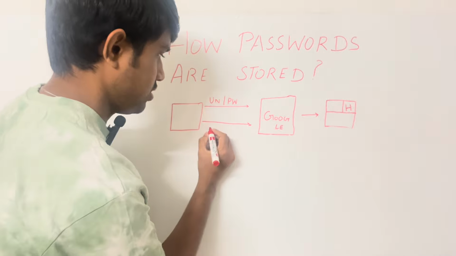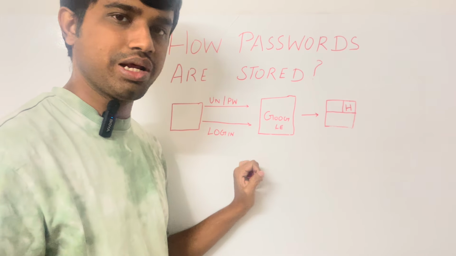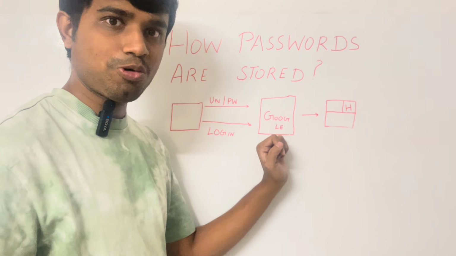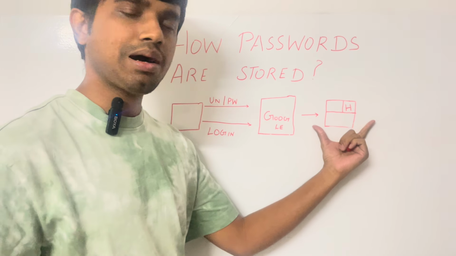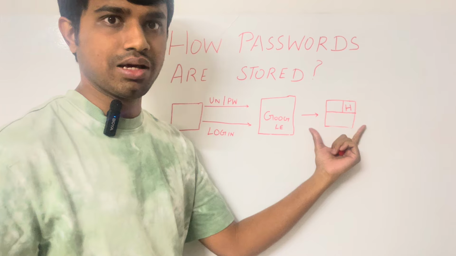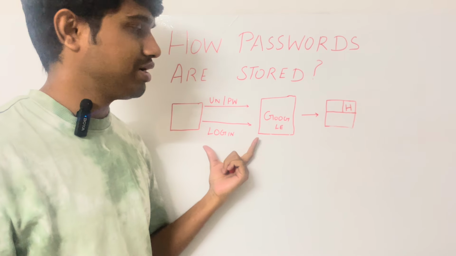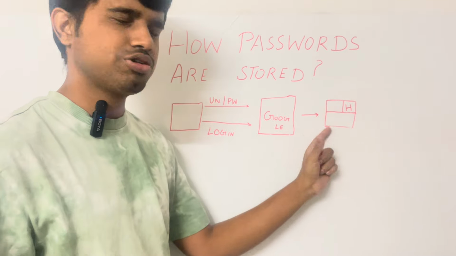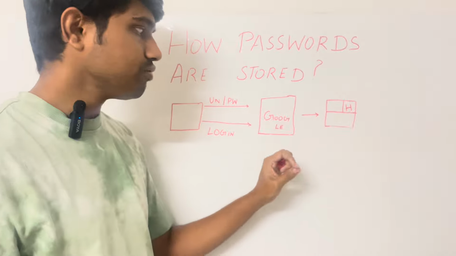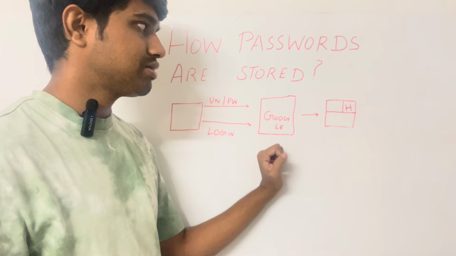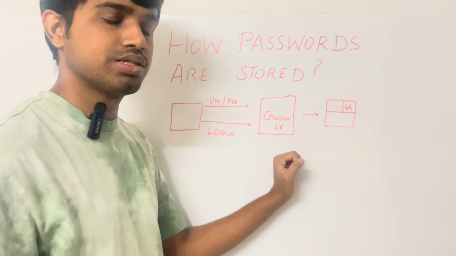Now in the second step, during login, you again send the username and password. Google again puts the password into the hash function, generates a hash and compares it with the hash in the database. If the hash matches, it will say, hey, you have successfully logged in. So your passwords are never stored anywhere in the database or on the server side. This is a secure way to store passwords, and this is how most companies store your passwords.